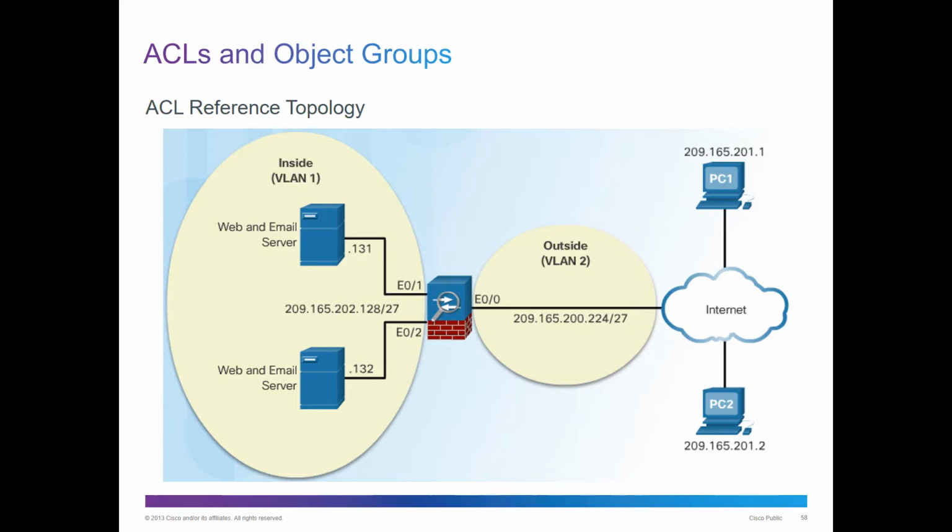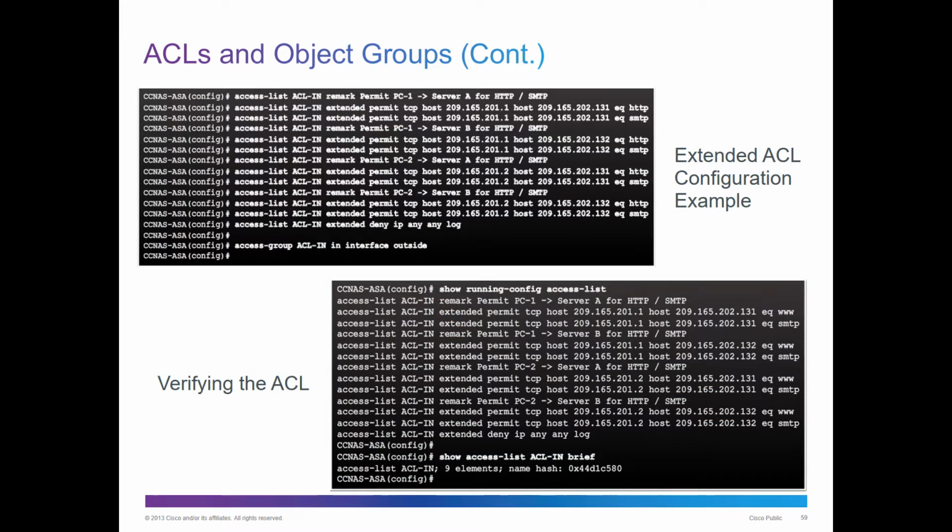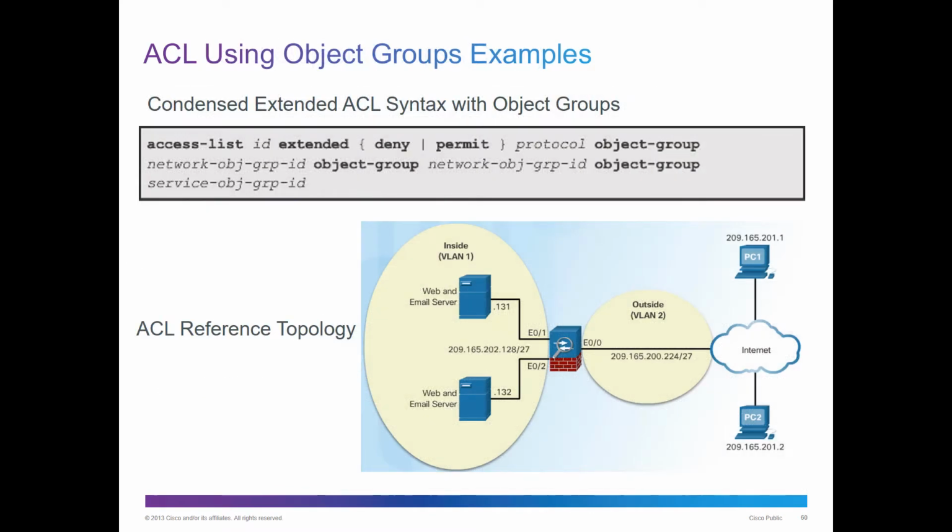Here we have the ACL reference topology. Depending on how you want to set it up, you can set up protocols for web and email services on different servers. Actually, I take that back. Here is an example. Here are the commands. You can actually do specific items from one host or multiple hosts to multiple services and then apply them that way, which is what that example was looking at right there.